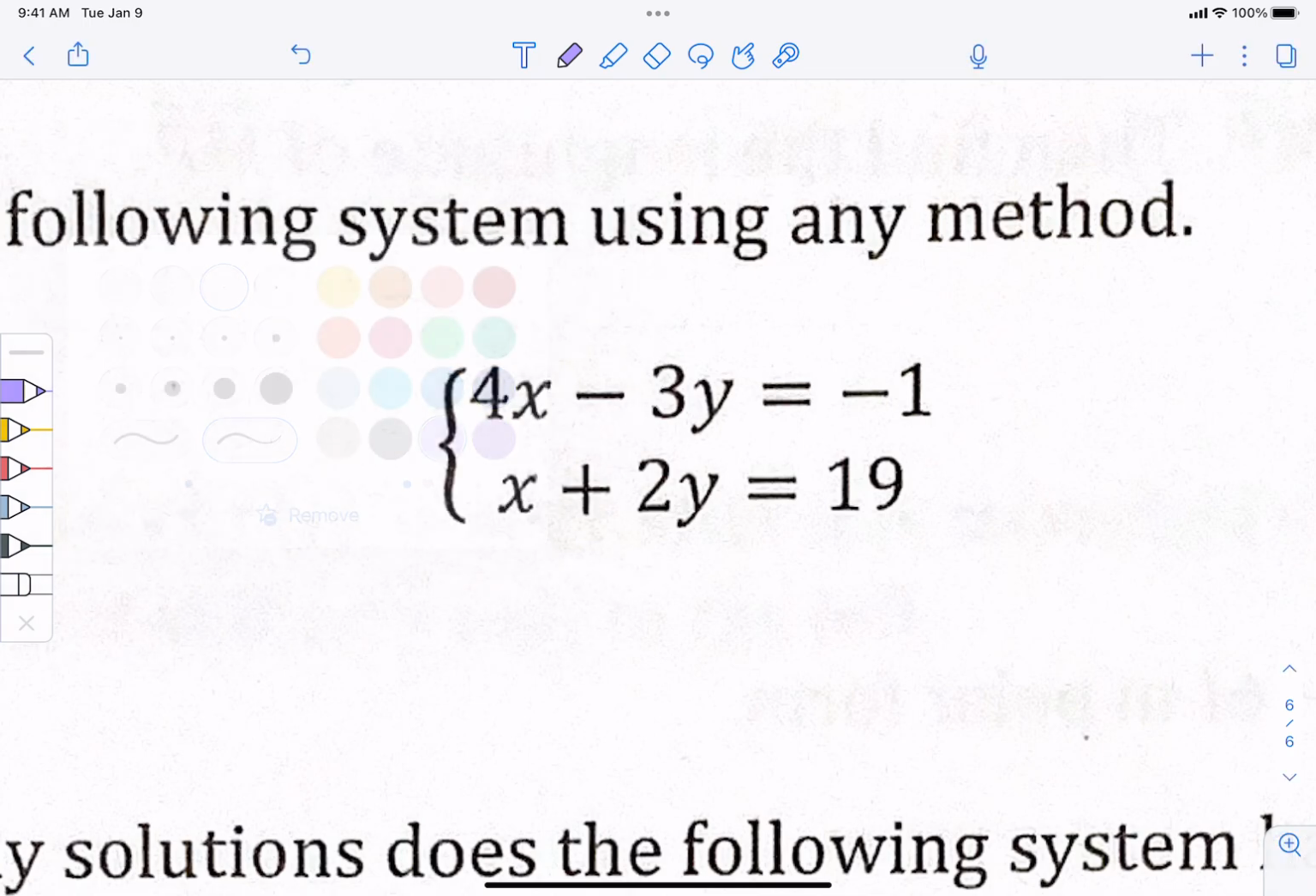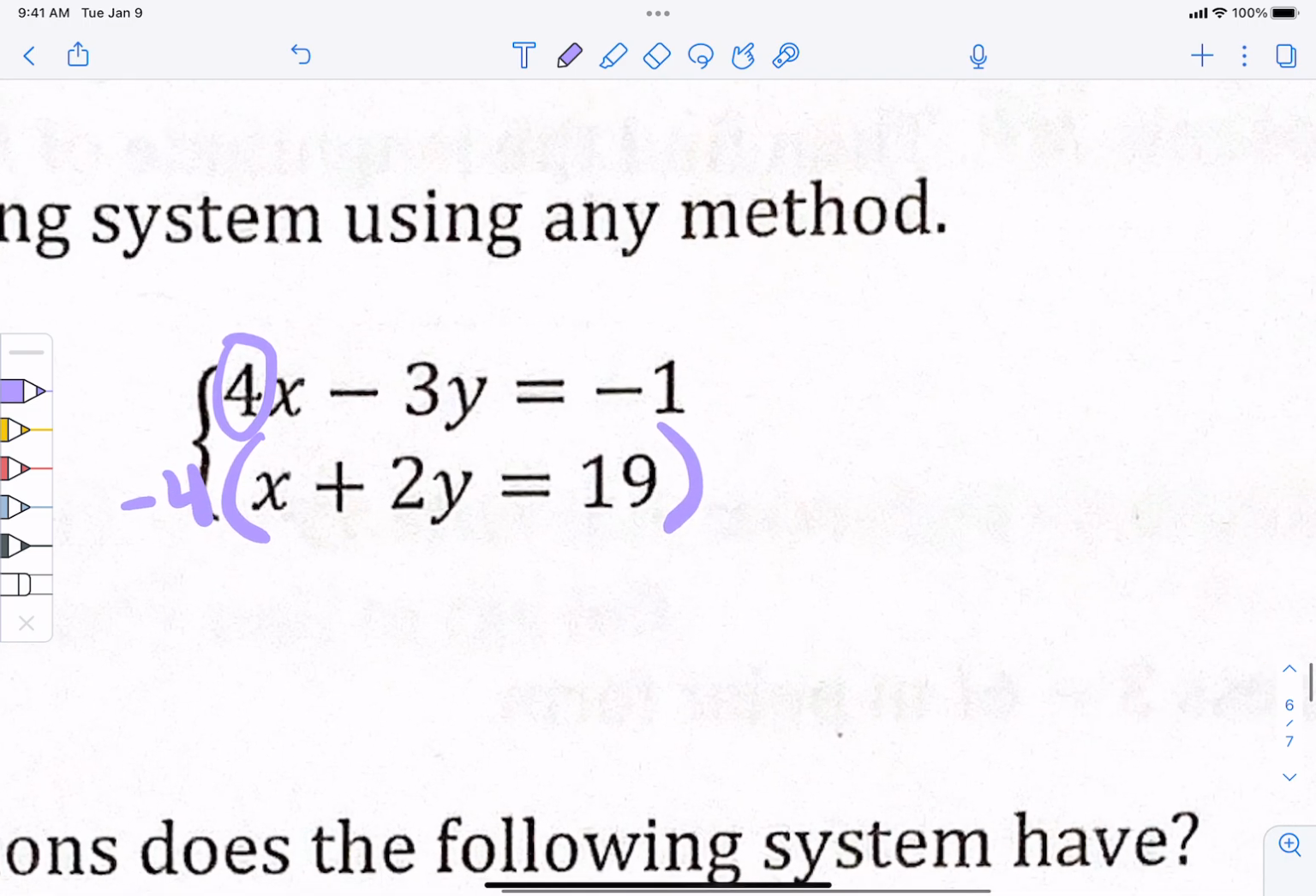So I'm going to eliminate the X, and if this is 4, then this one has to be negative 4, so I'm going to multiply through by negative 4, okay? So I've got 4x minus 3y. I'm just rewriting the top.